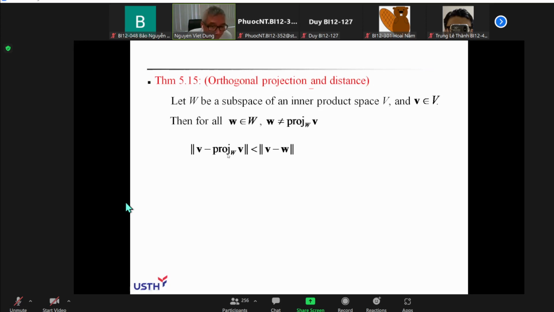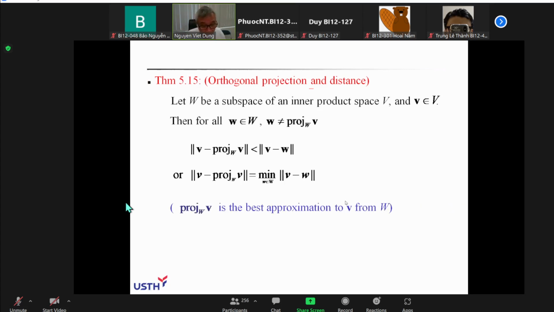the distance from v to its orthogonal projection is always less than the distance from v to w. Or in other words, you can say the norm of v minus the projection of v on W is the minimum of the norm of v minus w, over all vectors w lying inside the subspace W. Now that is by formula.